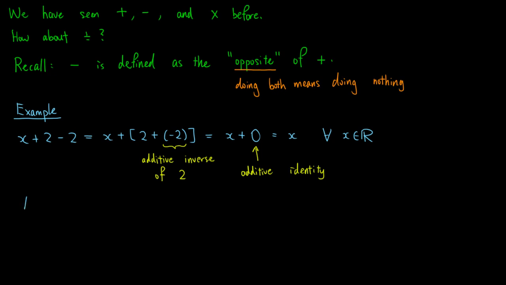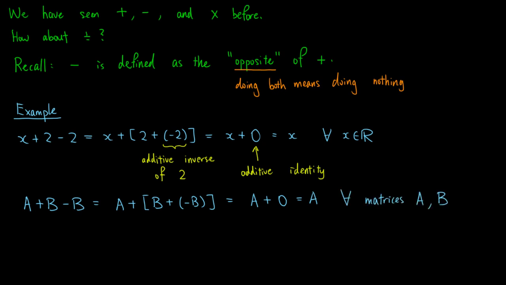We have a similar notion in matrices. For example, A plus B minus B equals A plus (B plus (-B)), which equals A plus the zero matrix, which equals A, and this is true for any matrices A and B. Again, we call -B the additive inverse of B, and the zero matrix the additive identity. So -B has the effect of cancelling the effect of adding B, and this works solely because of the existence of the zero matrix, which has the property that whenever we add 0 to a matrix, we always get back the original matrix.